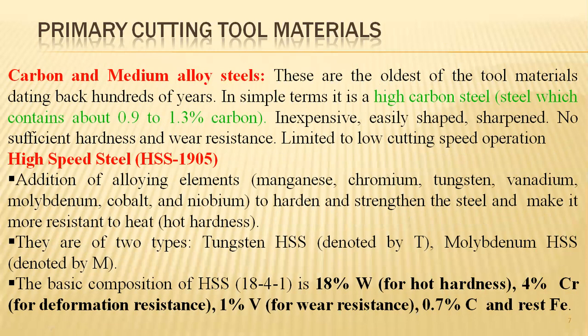Considering these primary cutting tool materials, carbon and medium alloy steels were utilized as tool materials, as we have seen in the chronological schematic diagram. It is the oldest method of utilizing tool materials, from around the 1900s. They follow a simple term, high carbon steel, which has a composition of 0.9 to 1.3 percent of carbon.